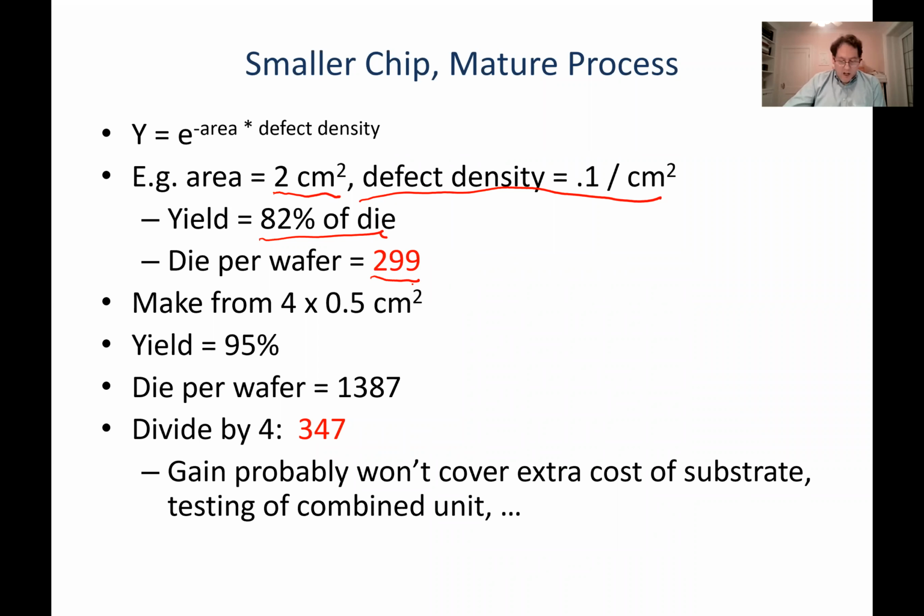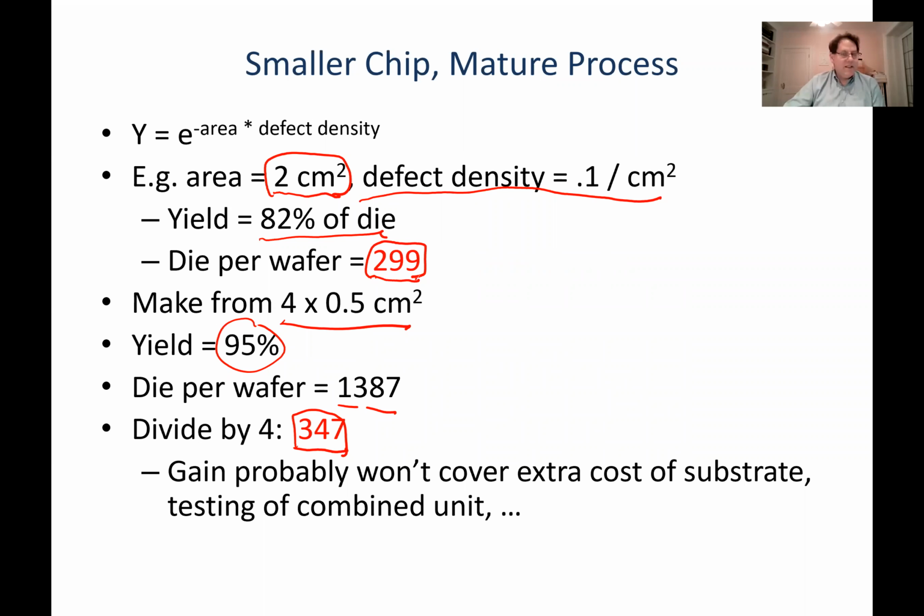If I instead say I don't want to make a 2 centimeter square chip, I want to make a system out of 4 really little ones, my yield gets even better. My yield's 95%. I will get more die per wafer. If I divide them by 4, because I have to take 4 to make a system of the same capacity, I do get more, right? I get 347 working systems versus 299.